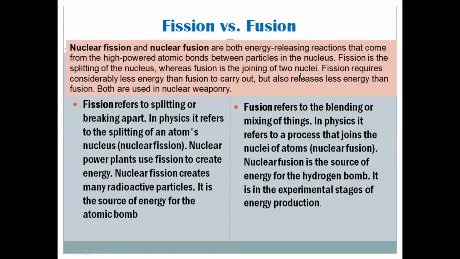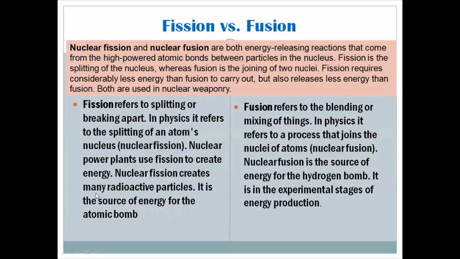तो fission और fusion में फर्क क्या है, जब हम एटम्स को आपस में मिलाएंगे तो हम उस प्रोसेस को कहेंगे फ्यूजन, और जब हम उनको तोड़ेंगे, ब्रेक डाउन करेंगे, हम उसको कहेंगे fission. So fission requires considerably less energy than the fusion to carry out, but also releases less energy than fusion. So both are used in nuclear weaponry. Fission refers to splitting, जैसे मैंने बताया, जब हम उसको तोड़ते हैं तो उसको हम fission कहते हैं, fusion में हम आपस में मिलाते हैं उसको.